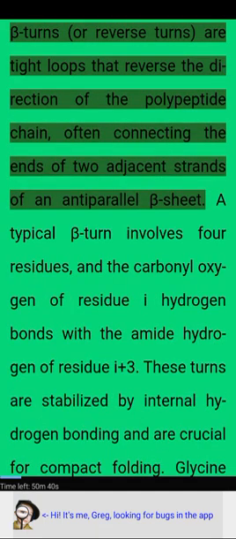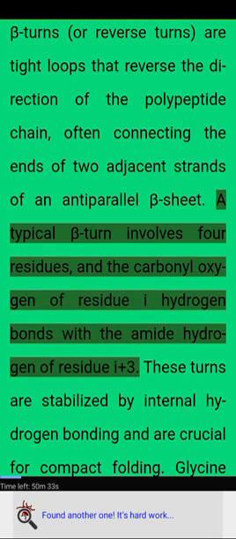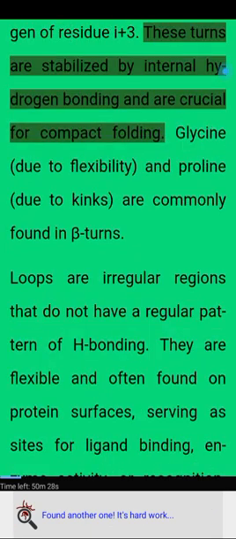Beta turns, or reverse turns, are tight loops that reverse the direction of the polypeptide chain, often connecting the ends of two adjacent strands of an anti-parallel beta sheet. A typical beta turn involves four residues, and the carbonyl oxygen of residue i hydrogen bonds with the amide hydrogen of residue i plus 3. These turns are stabilized by internal hydrogen bonding and are crucial for compact folding.